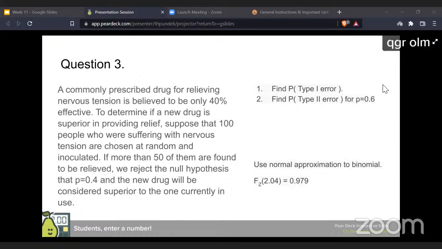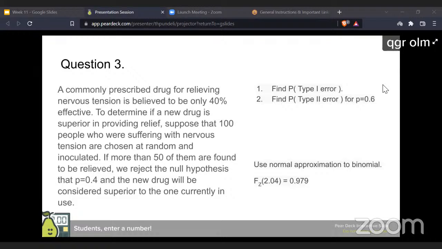We want to check whether the new drug is greater than 40%. This 50 is what you have observed after giving the drug. But before that, you did not know that it is going to come out to be more than 50. You just want to check whether the new drug is superior. So you want to check whether the new drug is more than 40% effective. So P should be greater than 0.40 in your alternative.